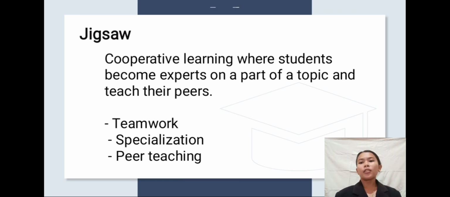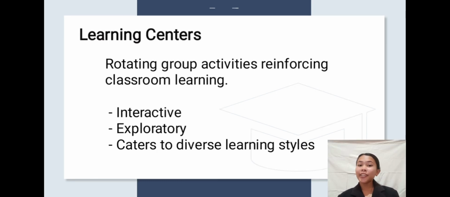For example, groups could specialize in different aspects of a historical event and then share their knowledge with the class. So here are the key features of the jigsaw: teamwork, specialization, and peer teaching. Next, learning centers: rotating group activities reinforcing classroom learning.